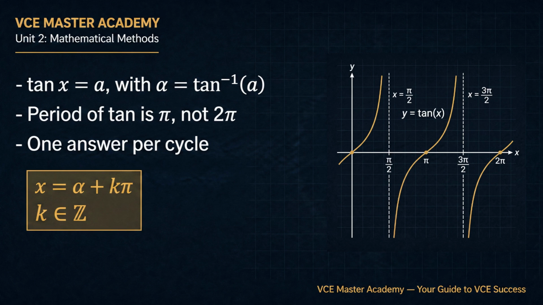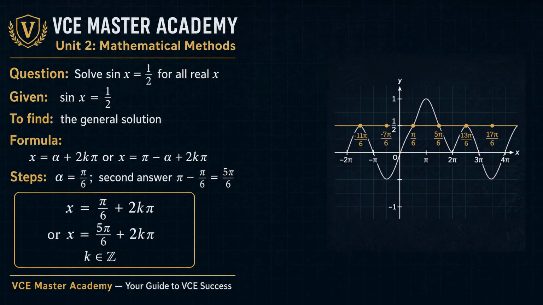4 steps. Every question, the same 4 steps. Find one angle, copy the family, solve for x, add k, any integer. Say it with me. Find one angle, copy the family, solve for x, add k. Let us use it. Example 1.